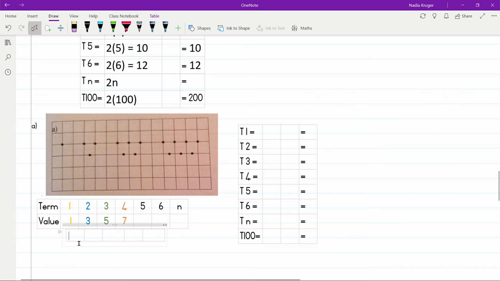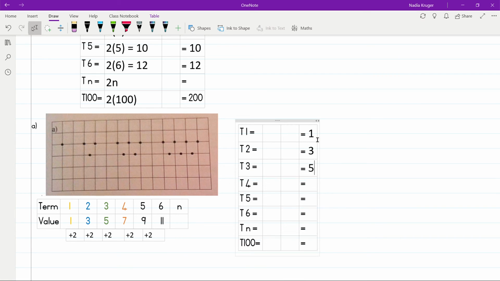We said 1 plus 2 is 3. 3 plus 2 is 5. 5 plus 2 is 7. 7 plus 2 would therefore give us our term 5, which will be 9. And if we say 9 plus 2, it will give us term 6, which would be 11. Now let's fill that in here. That gives us 1, 3, 5, 7, 9, and 11.